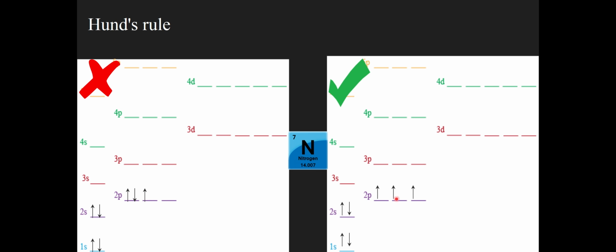Instead, you would have something more like this, and this is for nitrogen. Just keep that in mind. So 7 electrons, 1, 2, 3, 4, 5, 6, 7. Over here, this is wrong, as these 2 electrons would not pair up.